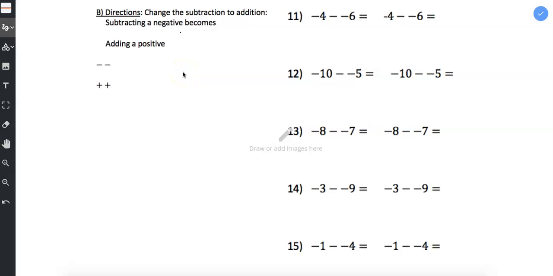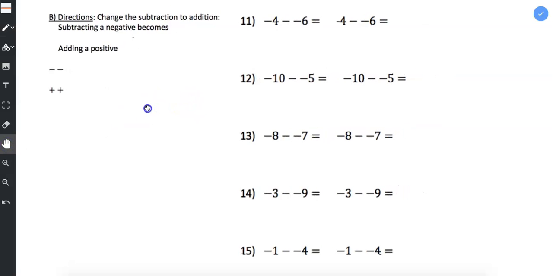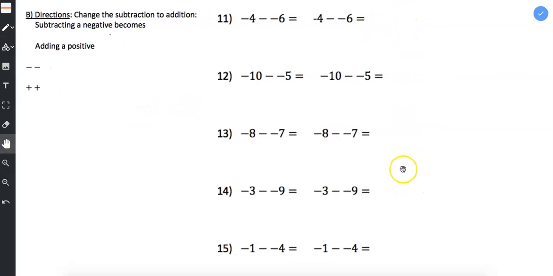We are now moving on to part B. You might have to grab this hand tool right here so that you can move this over so you have time to write these problems as addition. Again, we're changing this subtraction problem to an addition problem. So we're changing subtracting a negative to adding a positive.